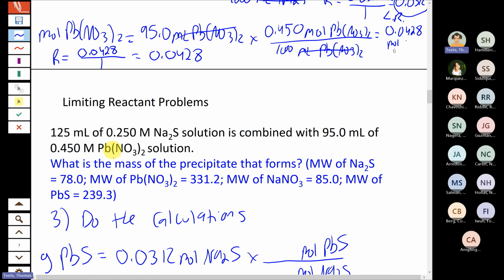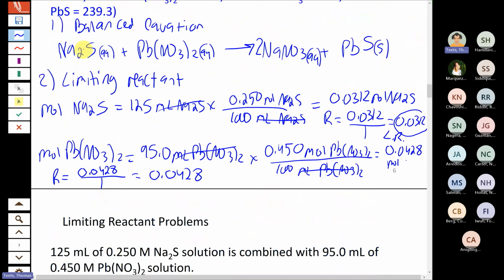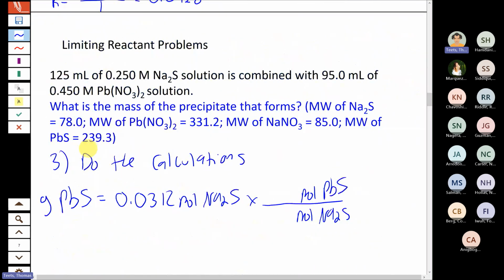Going back to our balanced equation, those two also both have coefficients of 1. Coefficient of 1 for lead sulfide, coefficient of 1 for sodium sulfide. So the one coefficient that we have doesn't even end up mattering. So we just have one of each. So it's a trivial conversion there.